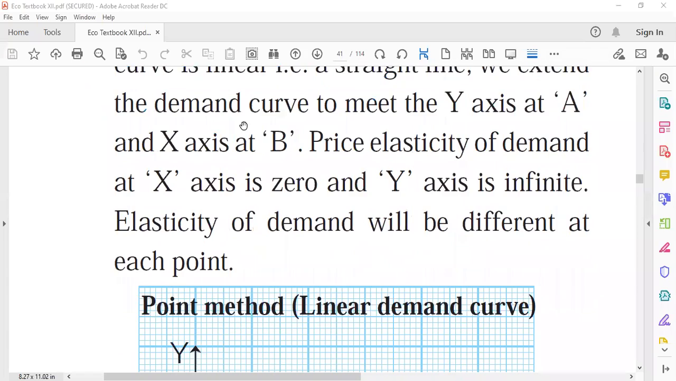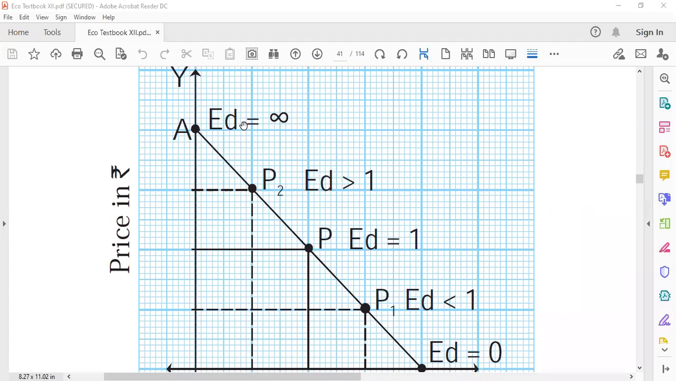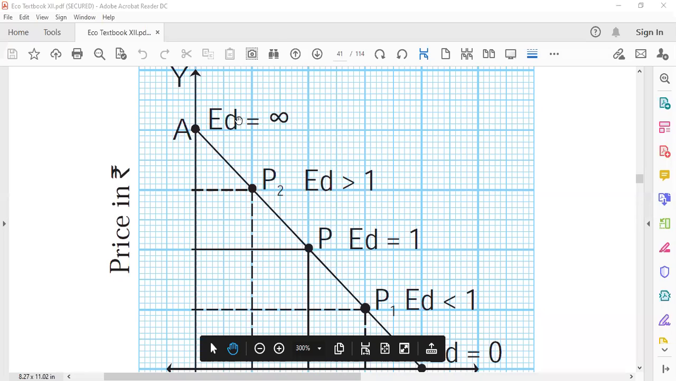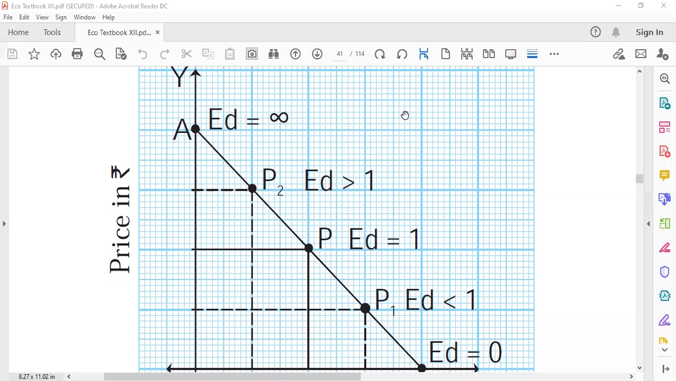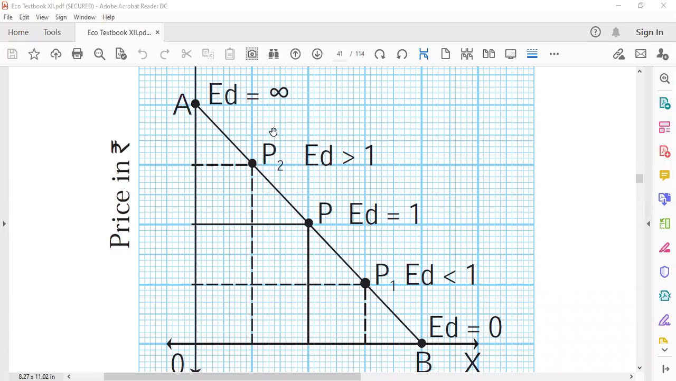So if the demand curve is a linear line, then you will extend that demand curve in such a way that it will touch with both the axes. Now here the demand curve will touch the y-axis at point A and it touch the x-axis at point B. Now let us select any one point on the demand curve. Let us say that point P on the demand curve. अभी हम लोग point P select करते हैं.